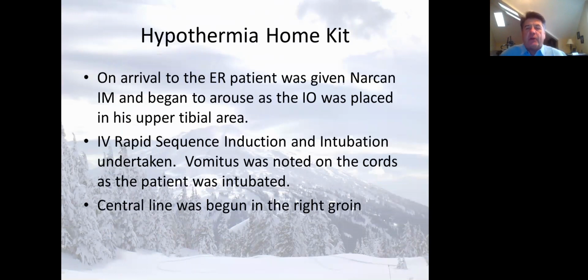So on arrival, he was given Narcan, first IM because there was no IV available. And then they started an IO. It was placed in his upper tibial area. IV rapid sequence induction and intubation was done, and there was vomitus noted on the cords, and the patient was intubated without difficulty. A central line was begun by a member of the trauma team in his right groin.